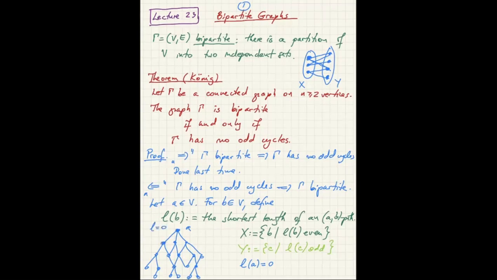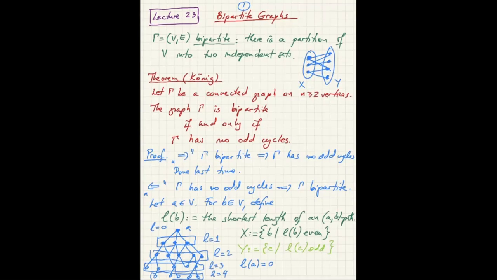Now the neighbors of A, the vertices here, will have L equals 1. Then the neighbors of the neighbors, which are the ones here, these 5 vertices in my picture, have L equals 2, and so on. These ones are going to be L equals 3, and so on, L equals 4.